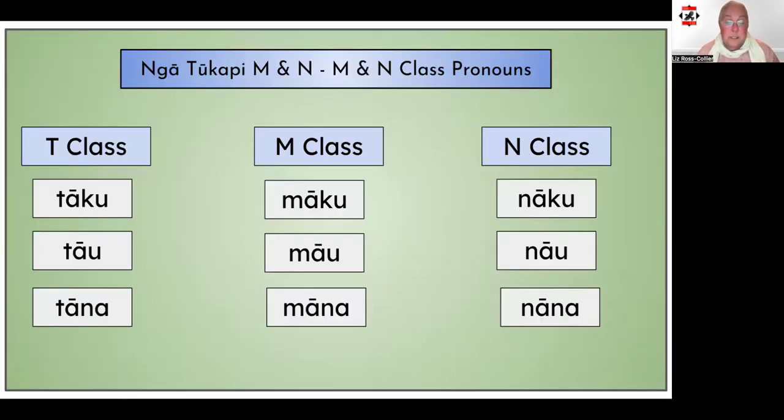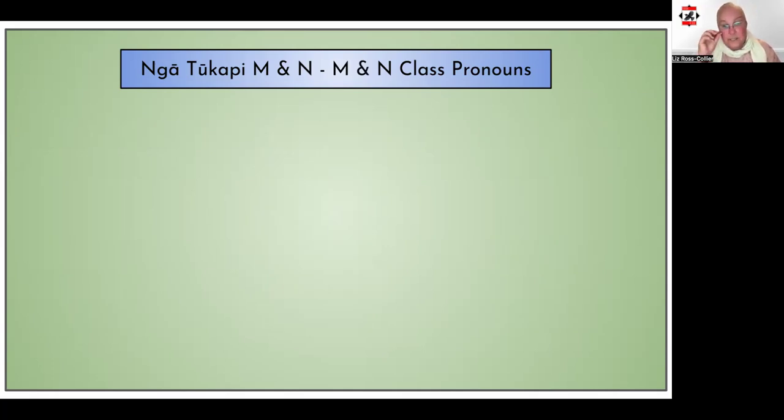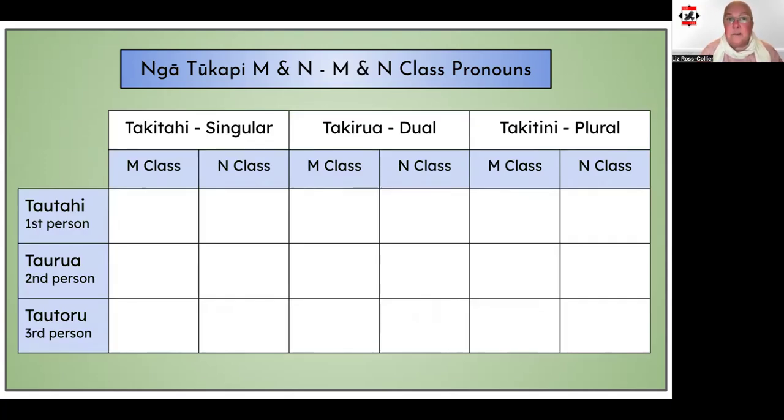Before we dive too deep into these, you might notice some patterns happening between these and the T class pronouns. I will mention here that the M and N class pronouns can also be used in possessive sentences to show present and future possession. But he wānanga anō tērā, I'll leave that kōrero for a different video. Okay, so let's have a closer look at these pronouns. I think the best way to show you these is to start putting together a chart. I'll add the chart now and then we'll go for it.